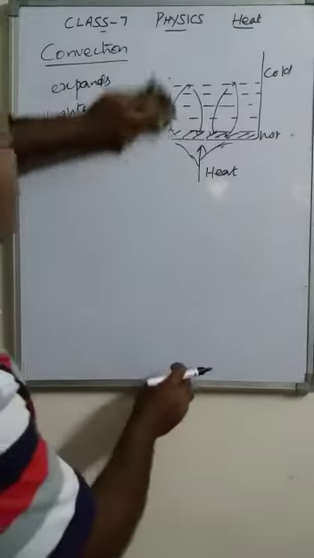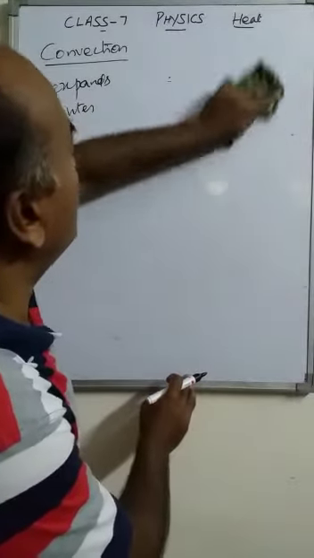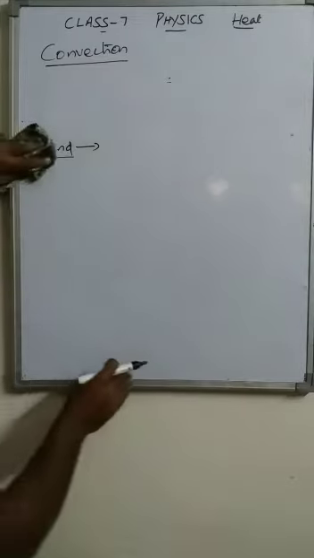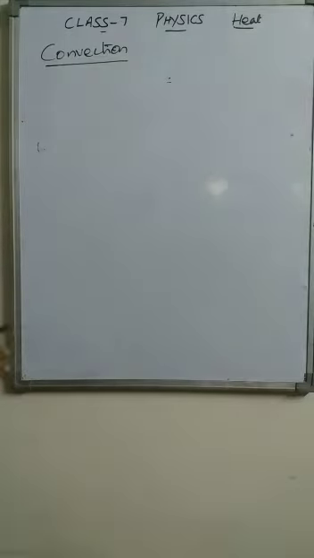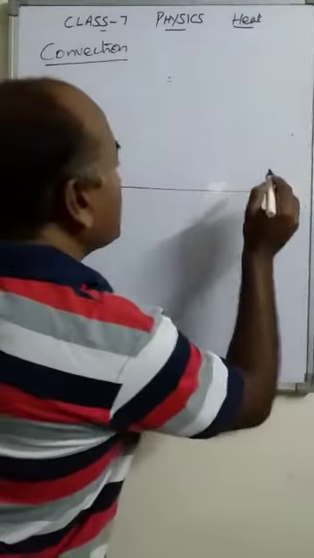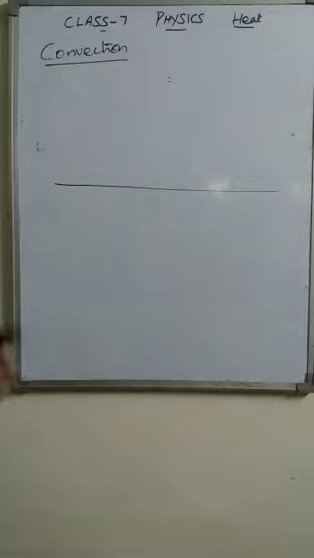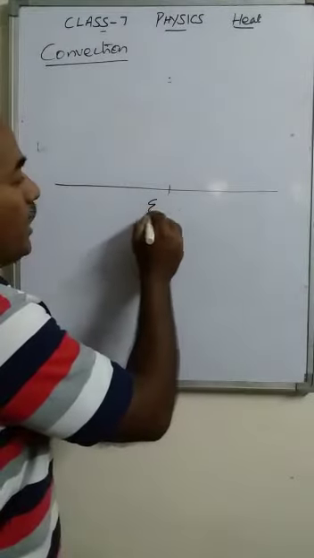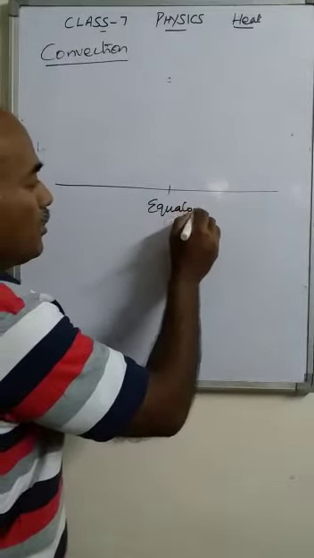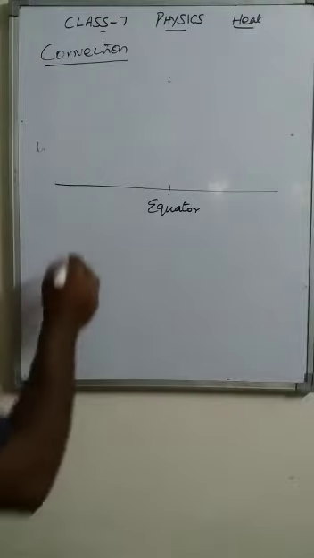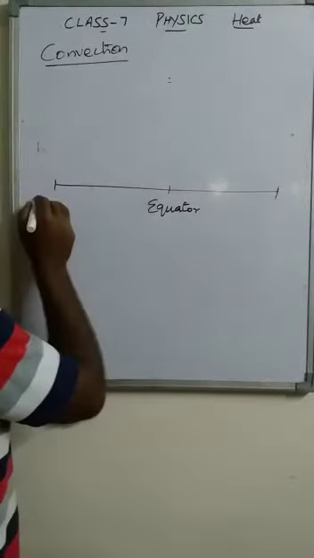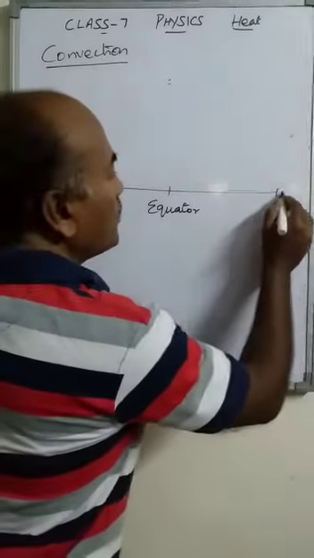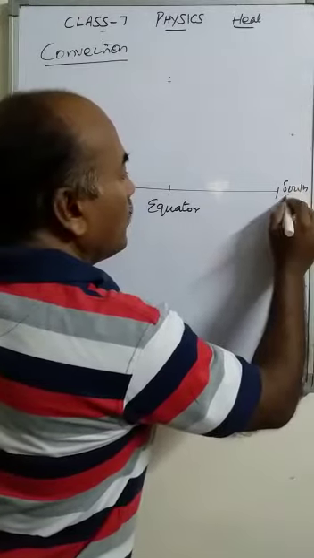The formation of wind takes place naturally. For this, if I take, this is the earth's surface. On the earth's surface we have different parts. At the center we have the equator. You must have studied this in geography. And at the sides, poles. This is the North Pole, South Pole. We are imagining it.